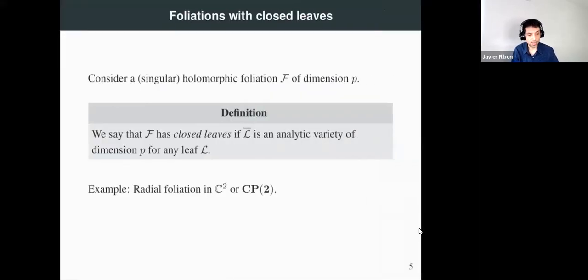For instance, with this definition, you can consider the radial foliation in C2 or CP2. The leaves of both these foliations are the lines through the origin, but you have to remove the origin, okay, because the origin is a singularity. It's the lines through the origin, but you have to remove this point. But if you consider the closure, the leaves are the closure of any line through the origin, so it's closed. Okay, so in this way, we can, for instance, consider this example.